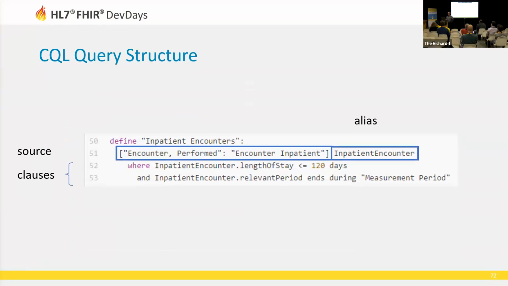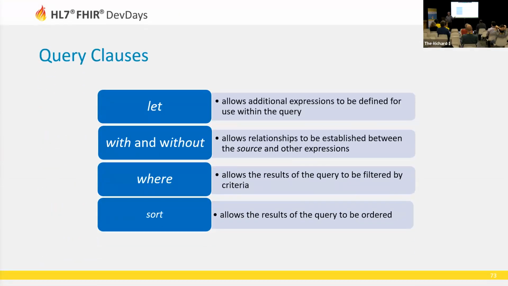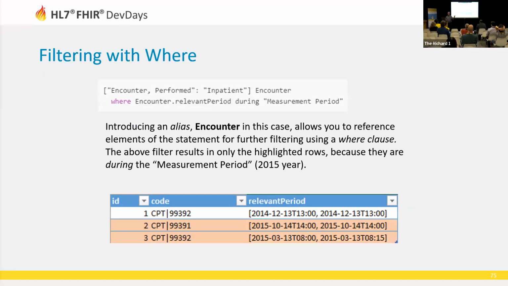The CQL query structure, what we care about here is this alias over here. So any expression followed by a name means you're giving that expression that name, and you're introducing a query context. This is kind of like the select in SQL and the from clause, where you name the things in the from clause. You're just introducing a query with that alias, and then you can have the clauses. The clauses are lets, withs and withouts, wheres and sorts. That retrieve can then be filtered with a where. So you introduce that alias, and then you can say where encounter relevant period during the measurement period.